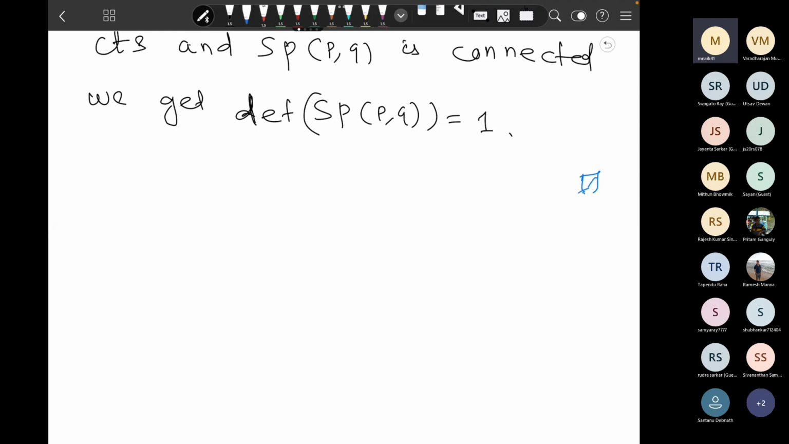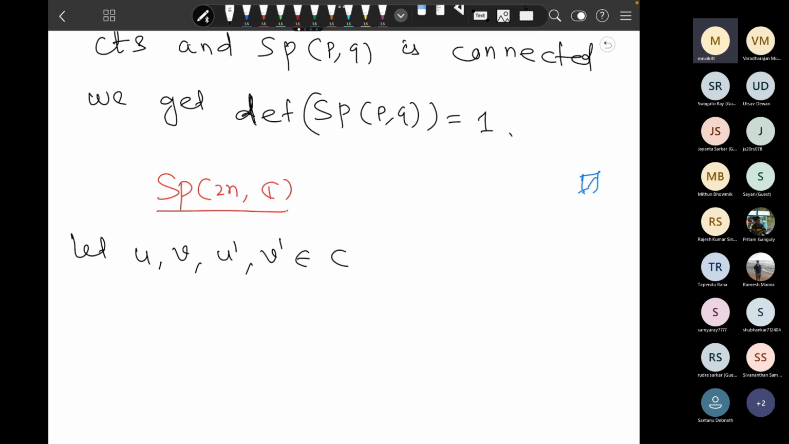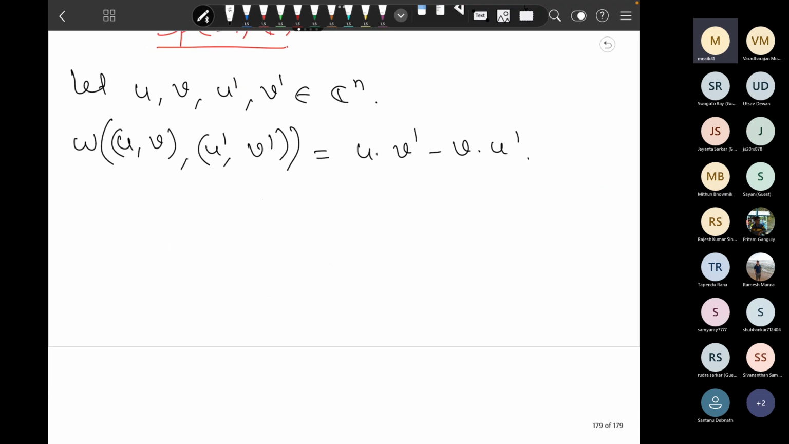Now the next thing is SP2n(C). So let u, v, u prime, v prime belong to C^n. So W of (u, v), (u prime, v prime) is like u dot v prime minus v dot u prime, and W is a non-degenerate anti-symmetric form.